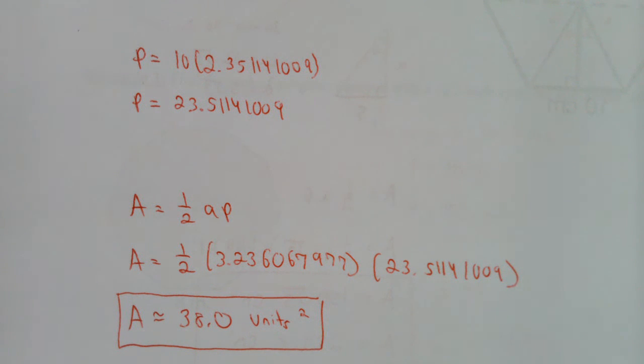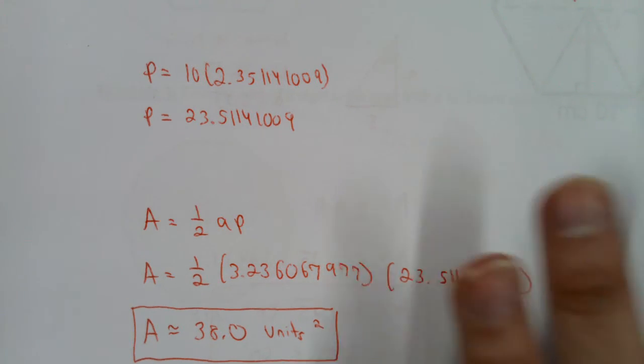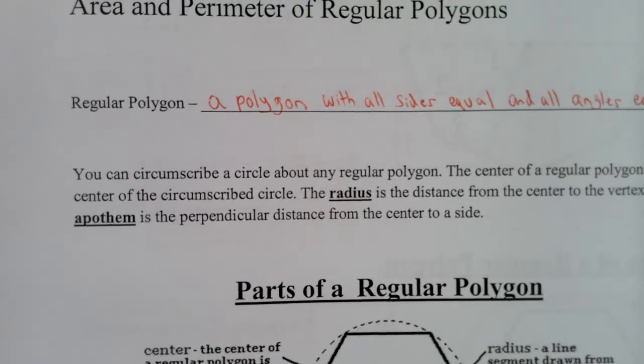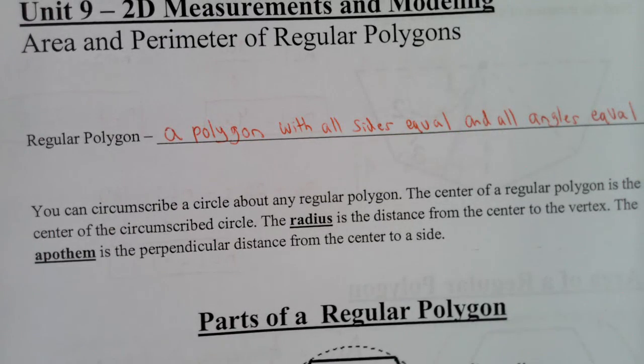That problem is very hard because it involves stuff we did earlier this year. That's how you do it. And that's the end of that lesson. That was called area and perimeter of regular polygons.